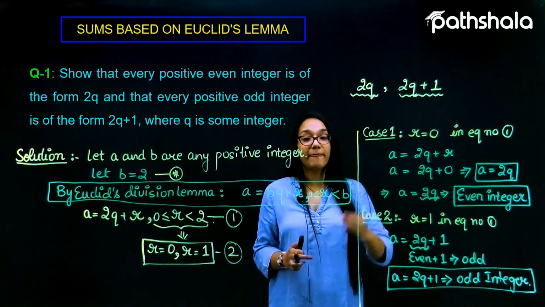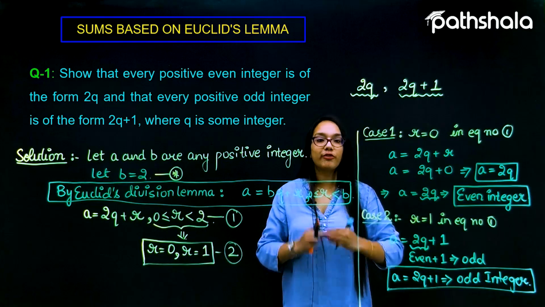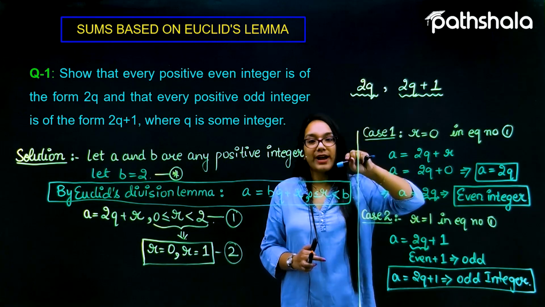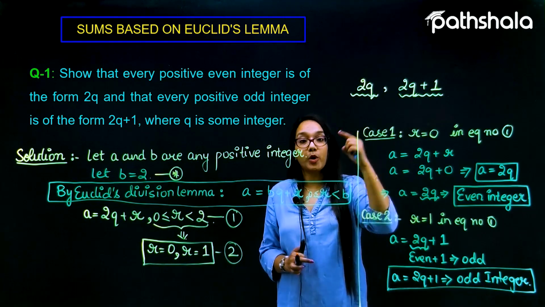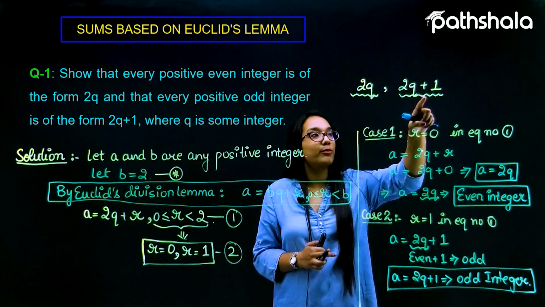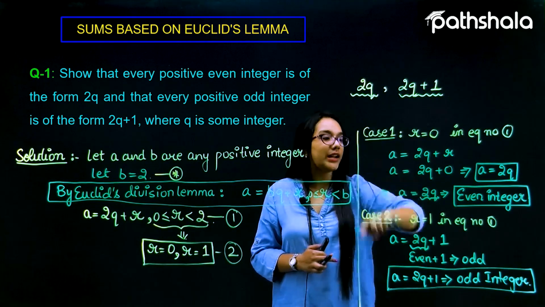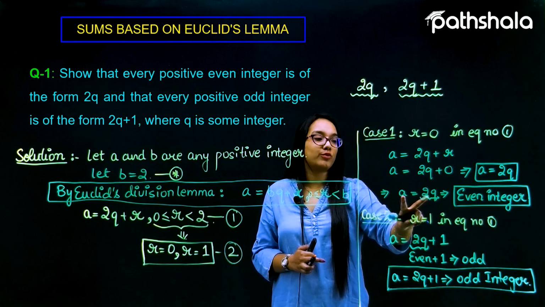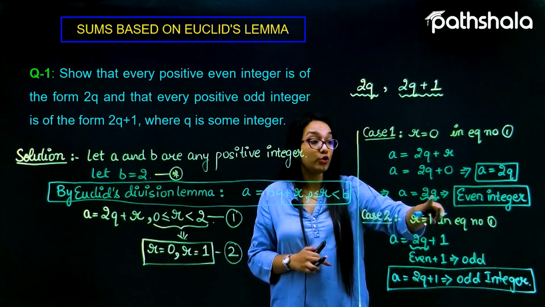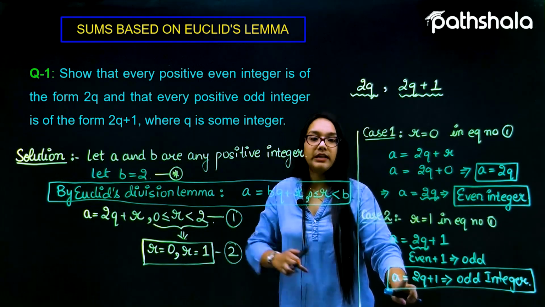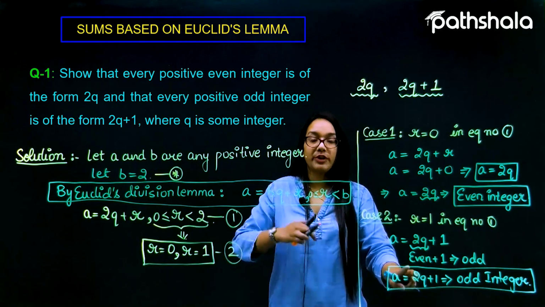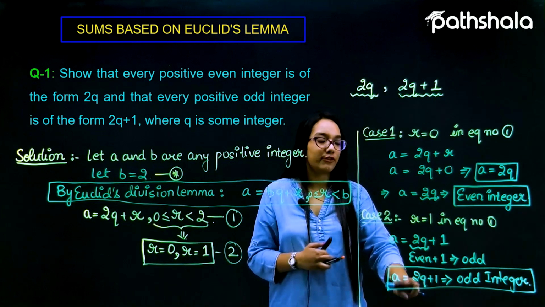So the second portion is now proved, that every positive odd integer is of the form 2Q plus 1, because in this particular question there were two parts, in which we have to show that the positive even integer is of the form 2Q and the positive odd integer is of the form 2Q plus 1. In case number 1, we proved that A is of the form 2Q, and 2Q is an even integer. So any positive even integer is of the form 2Q, and in the second case we proved that A is of the form 2Q plus 1, which is an odd integer. So every odd integer is of the form 2Q plus 1.